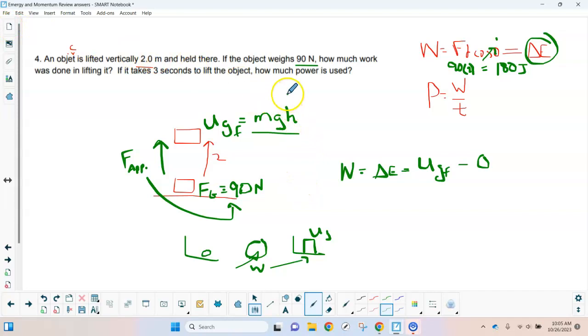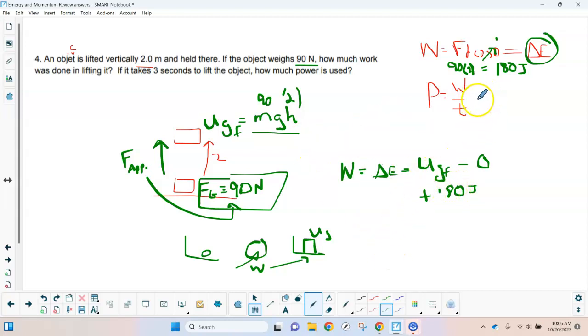So the height would be 2. mg is really the force of gravity. If you remember the equation for the force of gravity, it's m times g, so that's just 90. So it'd be 90 times 2 again, and it gained that energy, so it'd be positive. So this is just a positive 180 as well. So any of those ways of solving that first part is fine.